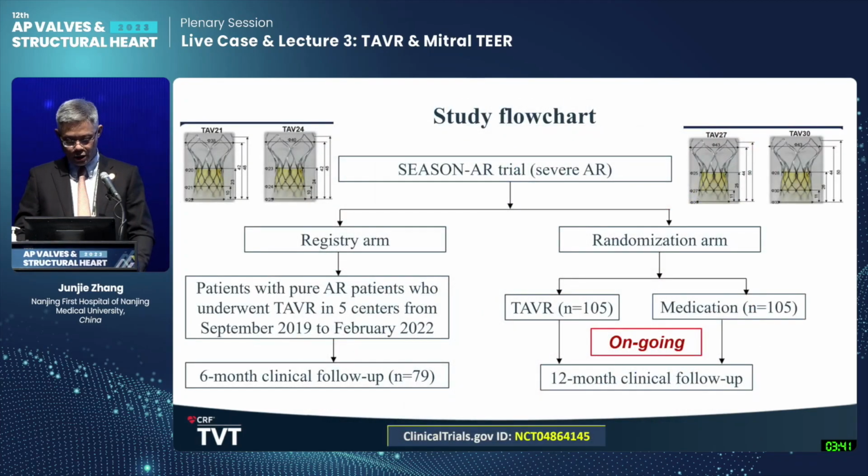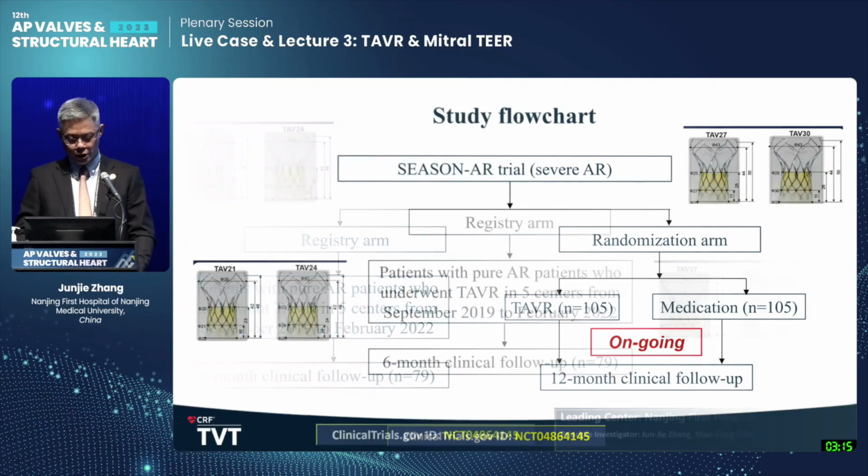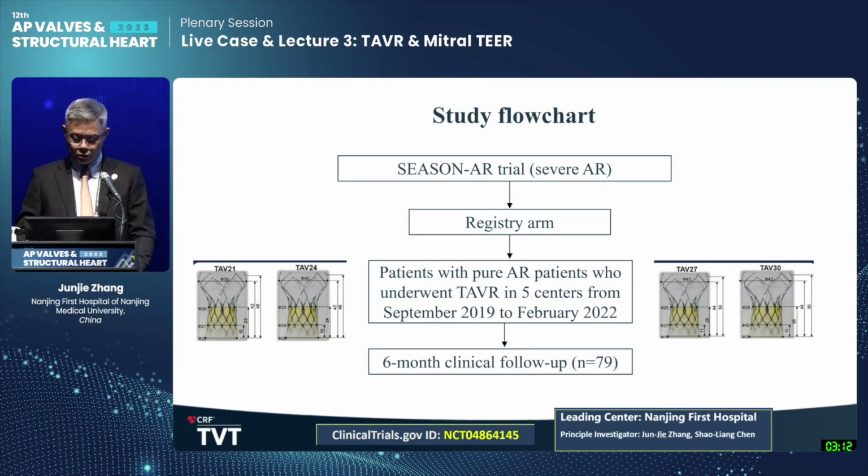So the Seok AR trial includes 2 arms. The first arm is the registry arm. We totally included 79 cases from 5 centers from mainland China. And the other arm is the randomized arm. Totally, we try to include 201 patients with symptomatic severe AR with high risk for surgery, randomized 1-to-1 to TAVR or GDMT therapy. This trial is ongoing. Today, I would like to report the Seok AR registry arm.